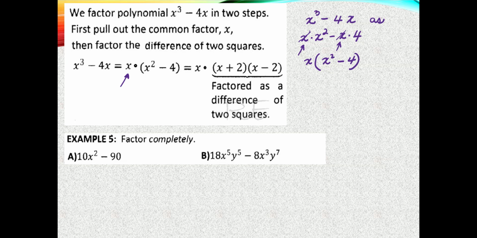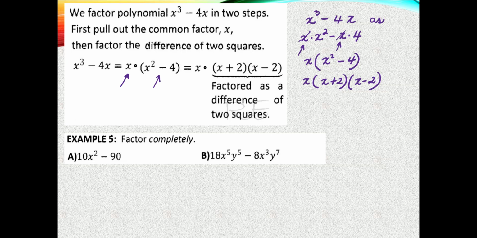And x squared minus 4 is the difference of two perfect squares. We can factor it again. And we'll have x, do not forget x, we'll have x times x plus 2 times x minus 2.